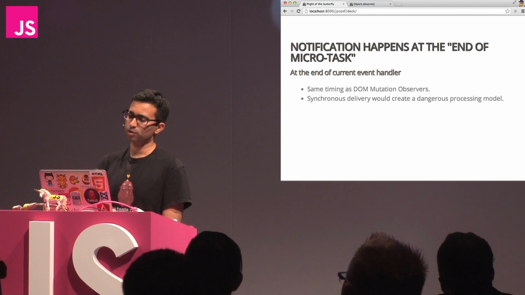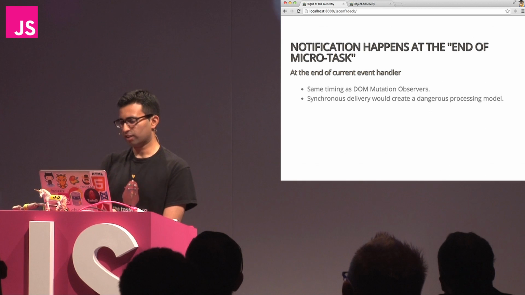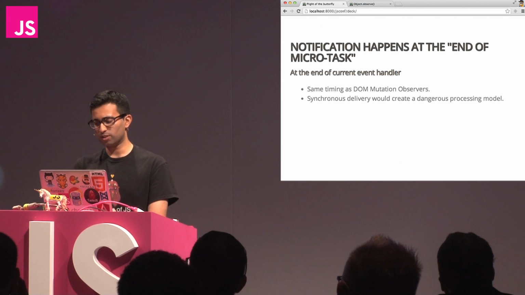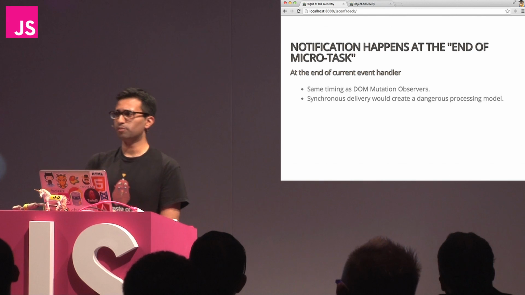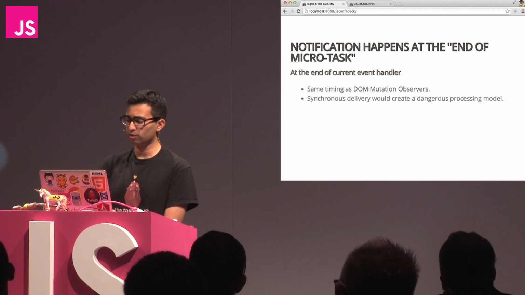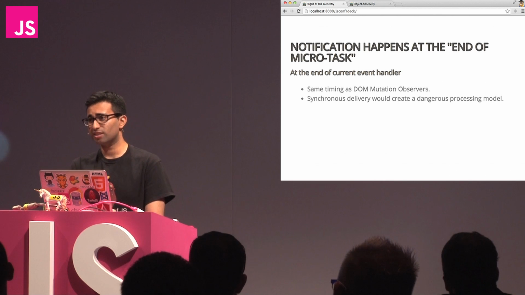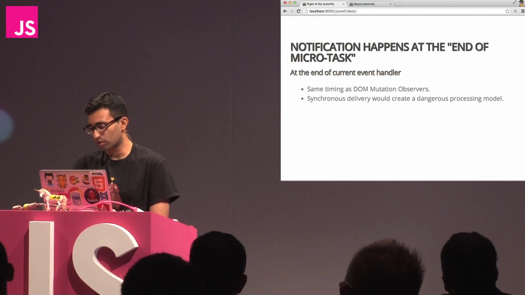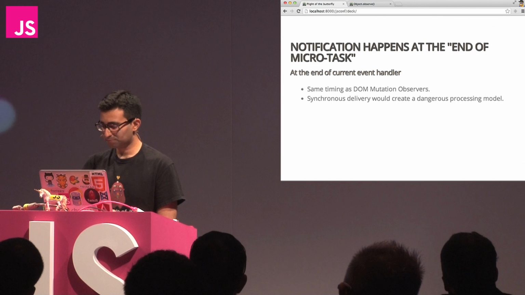Now, you'll see a note up here about synchrony. And I say that synchronous delivery would create a dangerous processing model. The experience on the web platform is that synchronous is usually the first thing that you end up doing because it's fairly easy to do, it's fairly easy to wrap your head around. Async tends to be harder, but I think in the long term it tends to be worth it. It's a better model in my opinion.